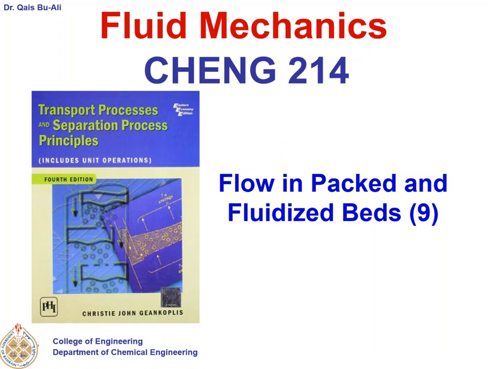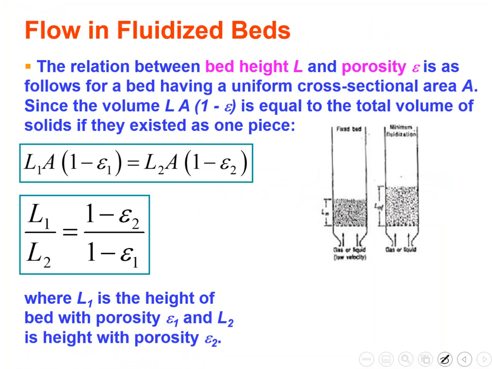One is about the relation between bed height and porosity, and the other is between pressure drop and the minimum fluidization height of the bed, and something called sphericity or shape factor. So three main concepts that are important that I'm going to talk about. So let me start with the first concept. Let us go through this slide, and let me go through the text here.